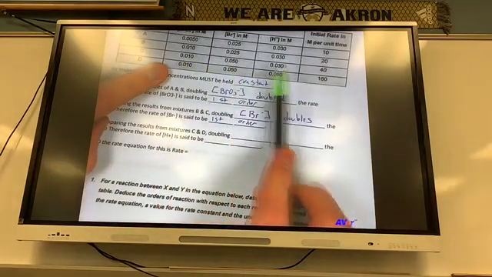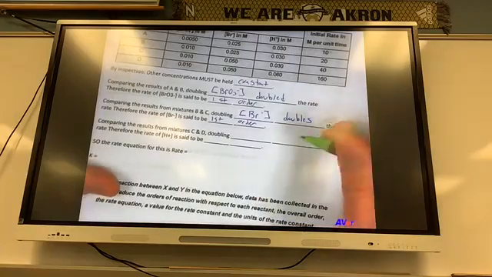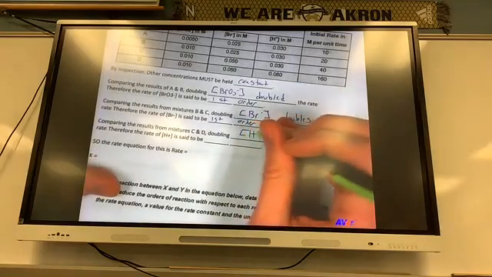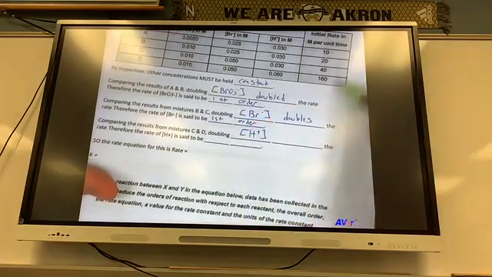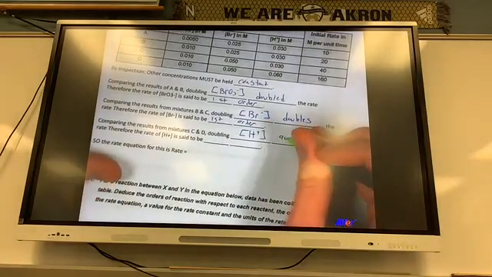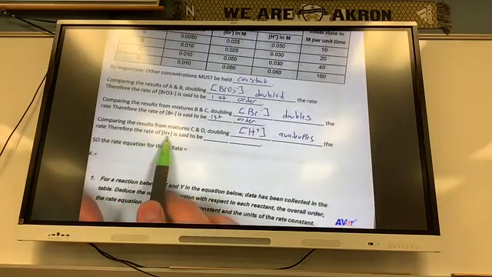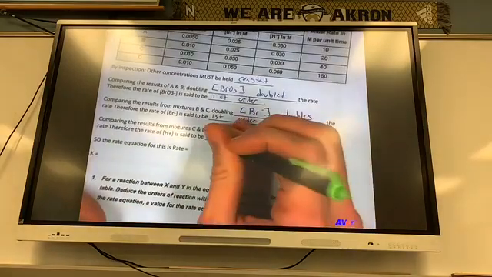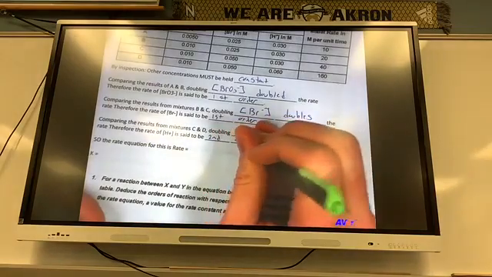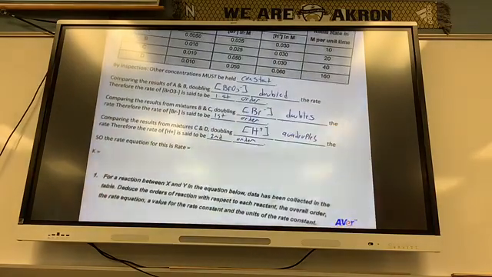Here we go. Doubling the concentration of H⁺ does what to my rate? Quadruples the rate. Therefore, the order of H⁺ is said to be second order. Would you have to multiply by 9 or cube it to get a third order? You won't. Because remember, third is very, very rare.